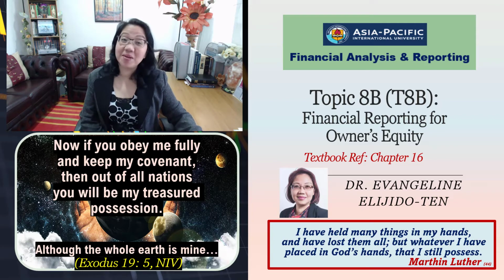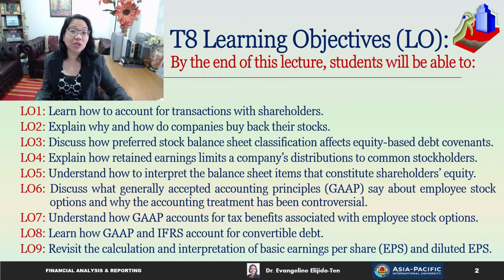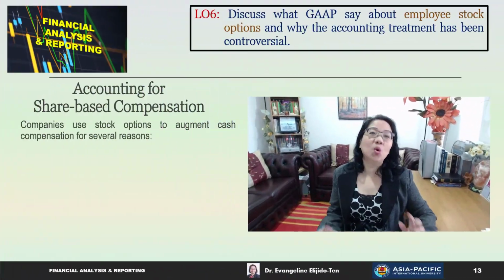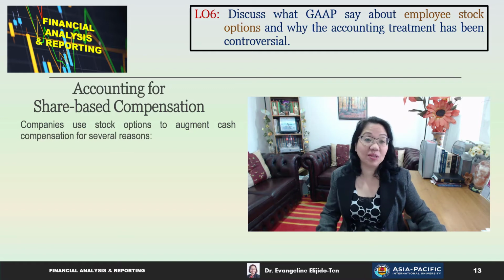Welcome back to Part B of Topic 8 lecture. Here, we will discuss the last 4 learning objectives. We'll start with learning objective 6. We'll discuss here what GAAP says about employee stock options and why the accounting treatment has been controversial.